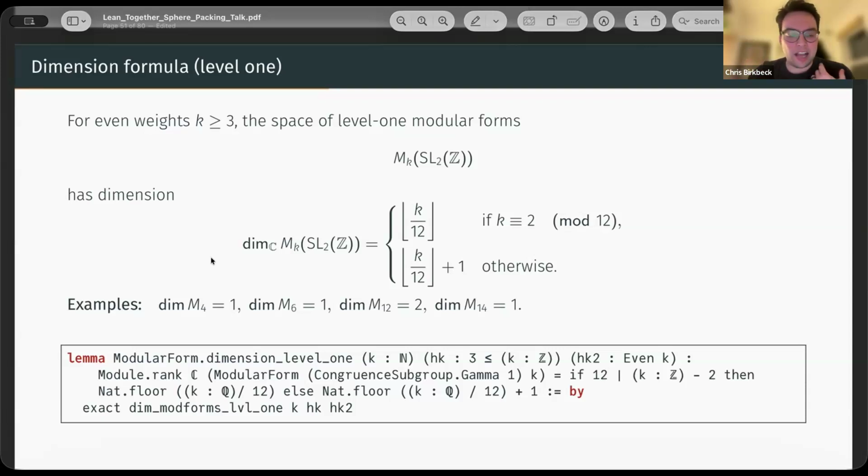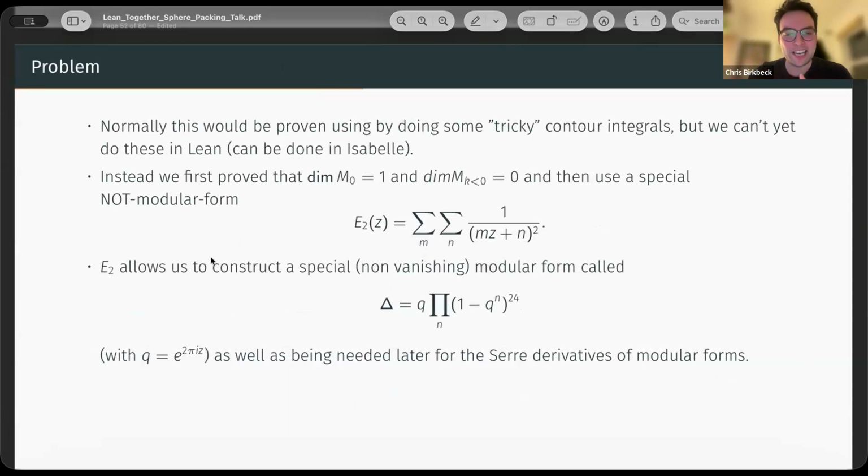And as I mentioned, normally you prove this, and it's not so bad. You prove this because you have complex analysis, and it boils down to doing some tricky contour integral, which can be done by hand, but we can't do it in Lean. It can be done in Isabelle, for example, but we haven't really developed enough contour integral stuff to do this. So that goes out the window. So the strategy here was a different one.